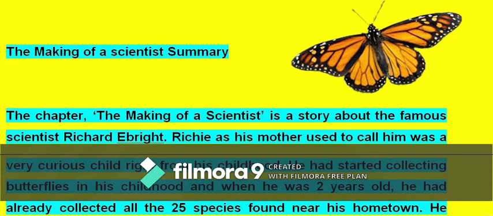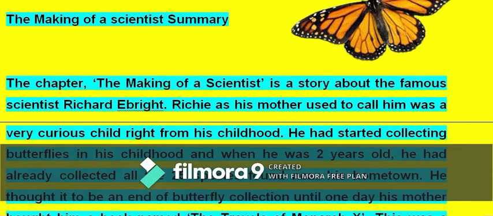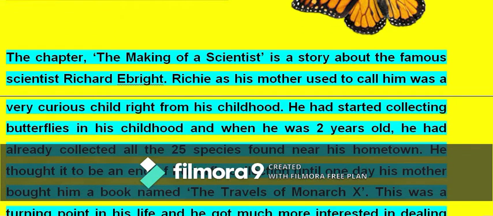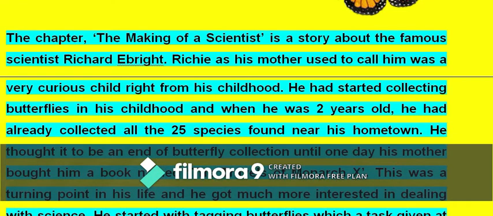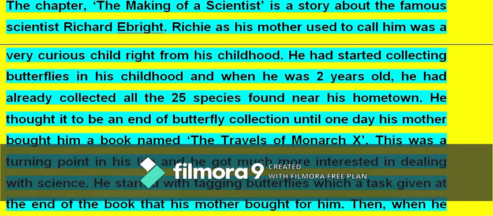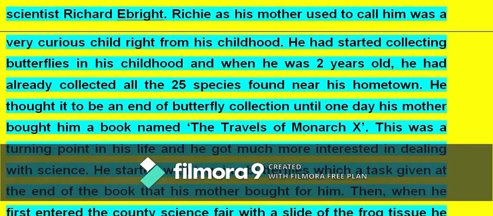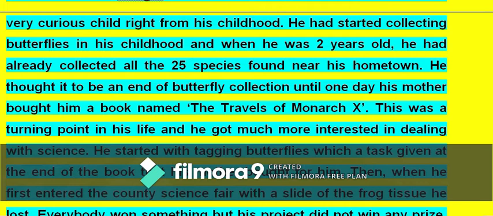The Making of a Scientist, the summary. This autobiographical reference, The Making of a Scientist, is a story about the famous scientist Richard Ebright. Richard, Richie as his mother used to call him, was a very curious child right from his childhood. He had started collecting butterflies in his childhood, and when he was 2 years old, he had already collected all the 25 species found near his hometown.